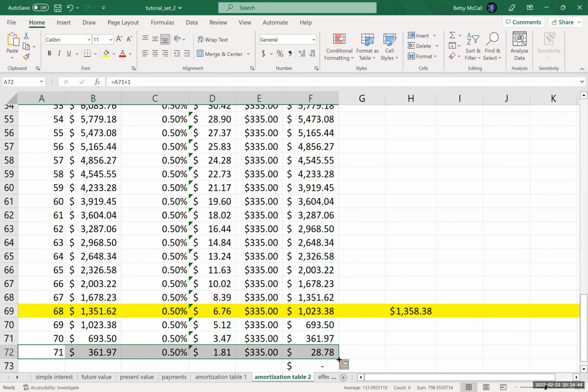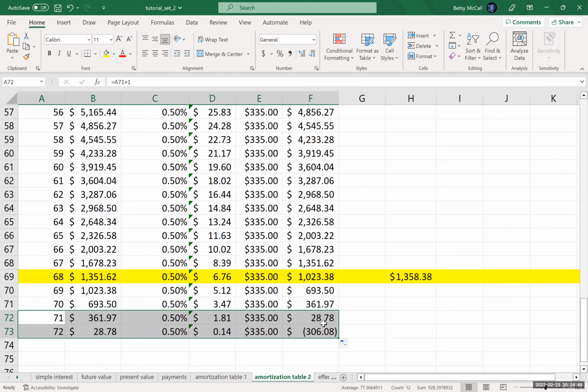There we go. So 335 or give or take some change is the payment that you would have to make as a minimum in order to pay this off after approximately 72 months. And we could use the payment formula in order to calculate the exact value that would get us as close to zero on this last payment as possible.